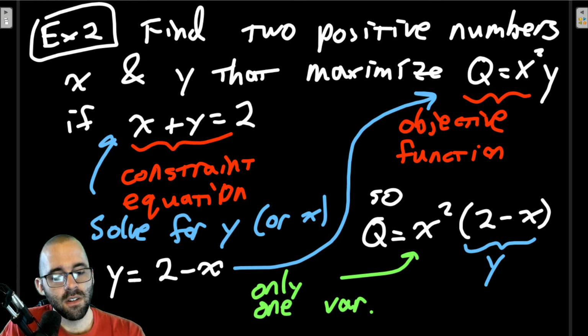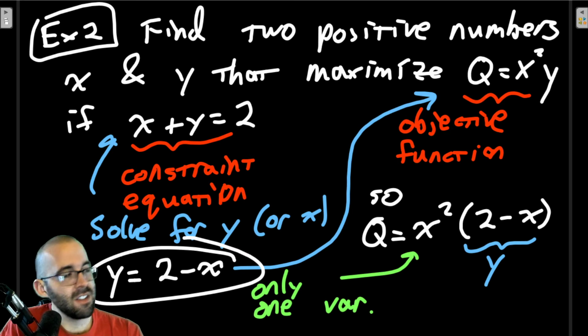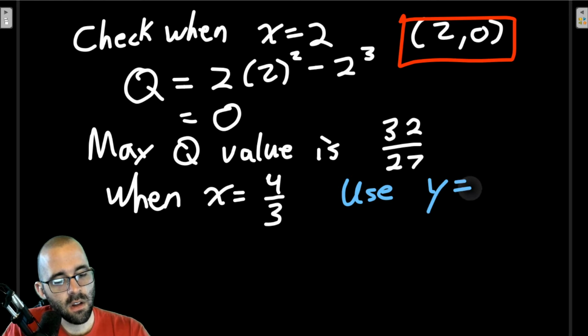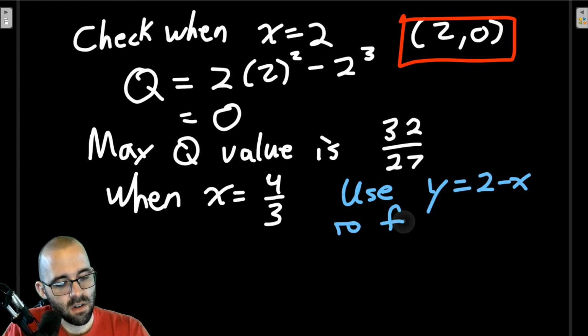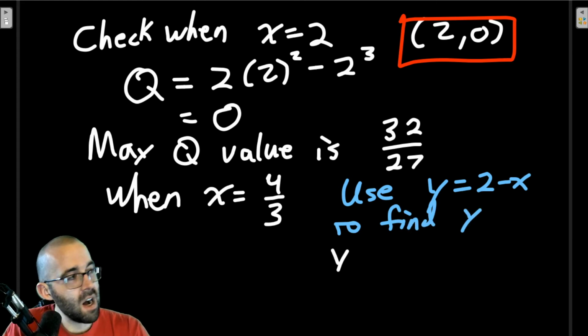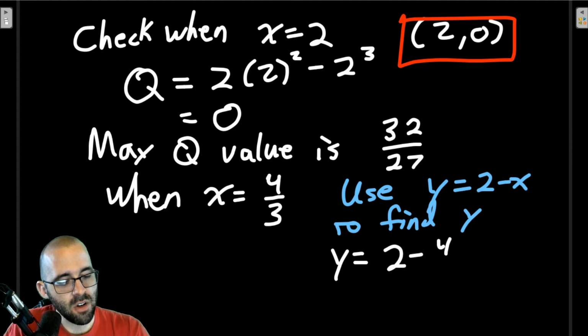All right, so if x is equal to 4/3, well, actually, this form is a little easier, but you can use either form of the constraint equation. To find the y value, use y is equal to 2 minus x, the modified constraint function. Again, y here is going to be 2 minus our x coordinate, which is 4/3. 6/3 minus 4/3 is 2/3.